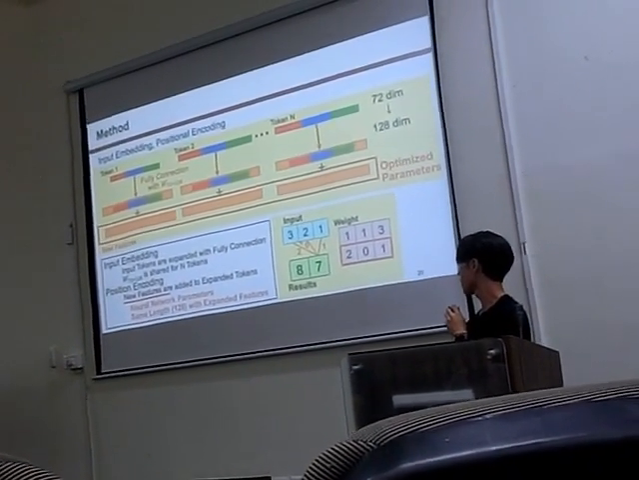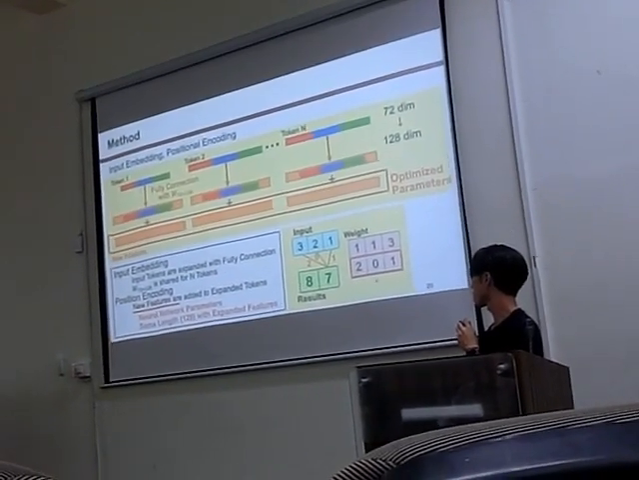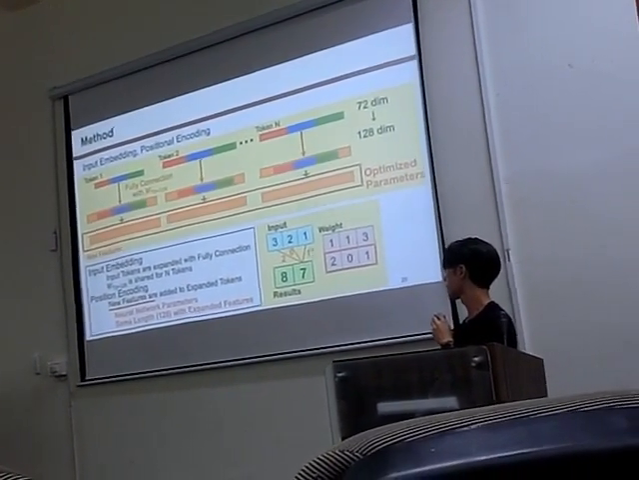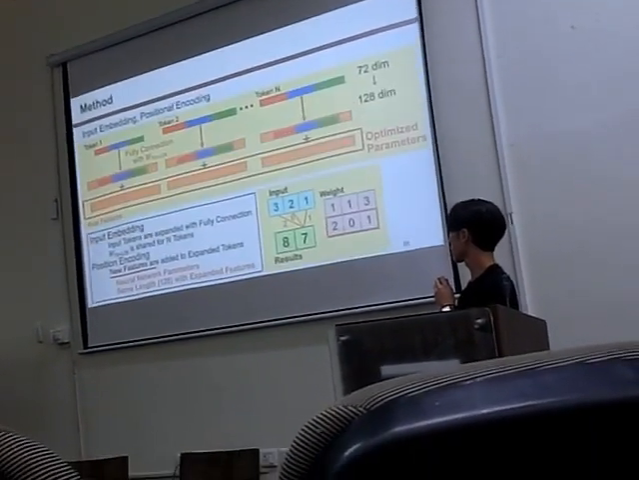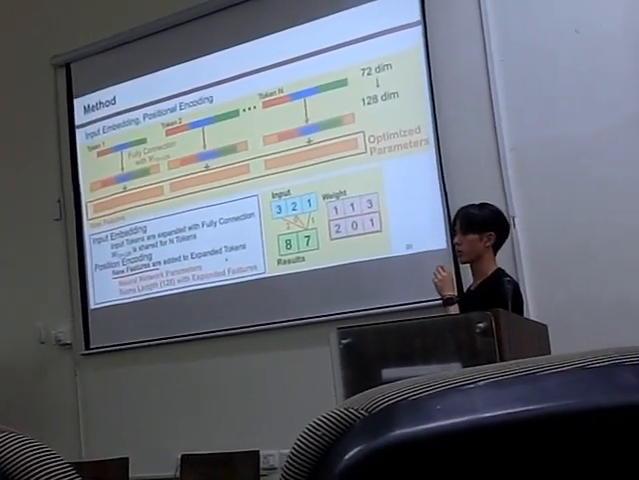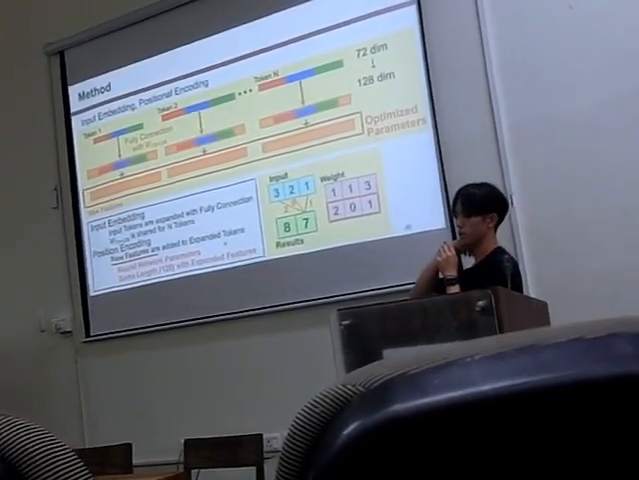Next, we calculate 3 by 2, 3 by 0, 1 by 0. And we add these results and we get some result. This is the method to reconstruct. This is the most common method for neural networks.